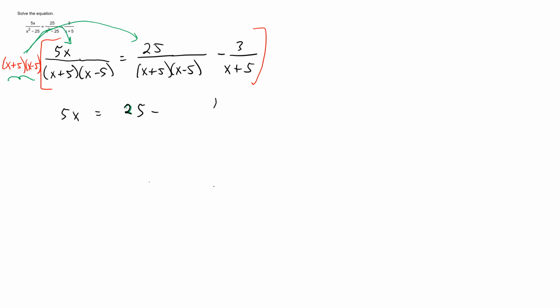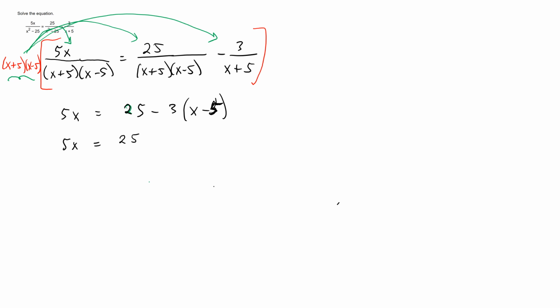And finally, when I multiply the common denominator by the last expression, what happens is the x plus 5 cancels with the x plus 5 below the 3, but the x minus 5 is preserved. So we have 3 times the x minus 5. And at this point, the fractions are gone, and so the equation is much more manageable.